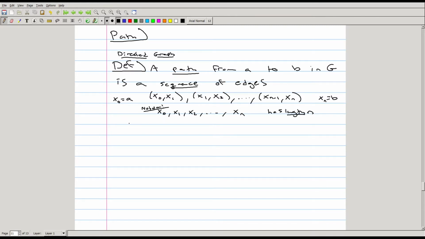And lastly, a path of length n greater than or equal to 1 is called a circuit or a cycle.